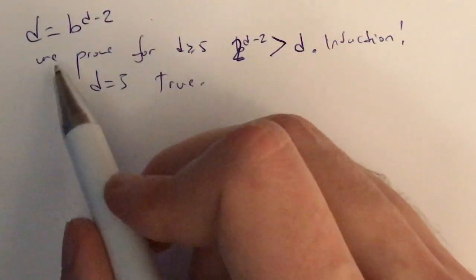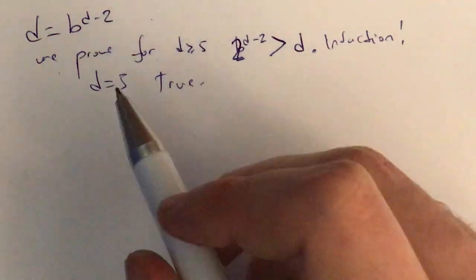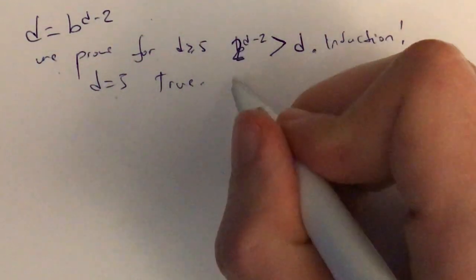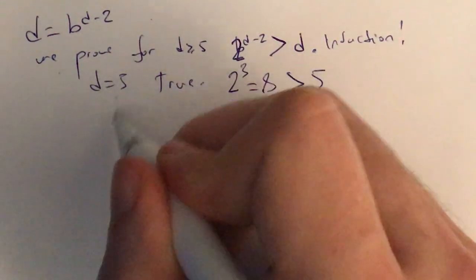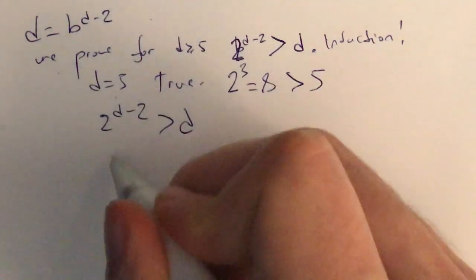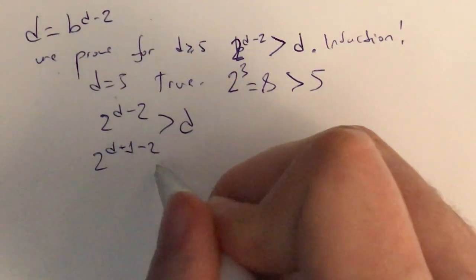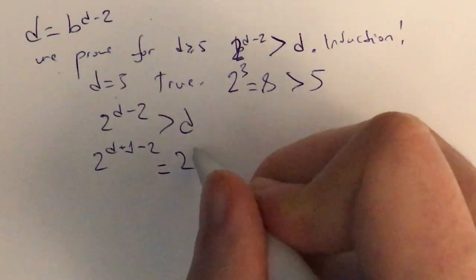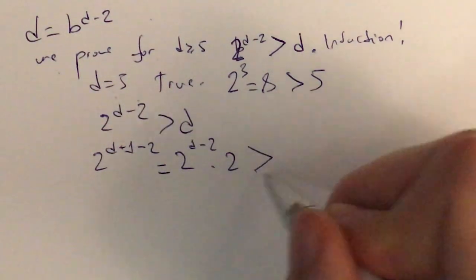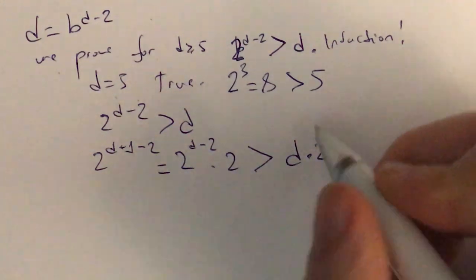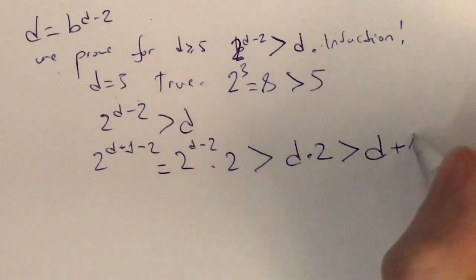So we first prove that for d greater than or equal to 5, this is true by induction. For d equals 5, it's true. We have 2 to the power of 3, which is 8, is greater than 5. And then assume it is true for some d. Then for d plus 1, we have 2 to the power of d plus 1 minus 2 is equal to 2 to the power of d minus 2 times 2. Applying the inductive hypothesis, this is greater than d times 2. And because d is greater than or equal to 5, this is greater than d plus 1.